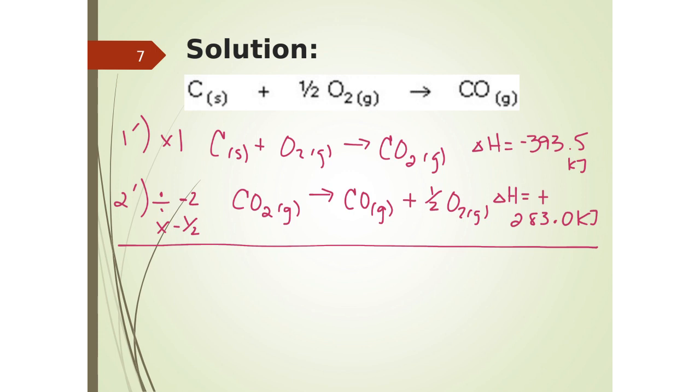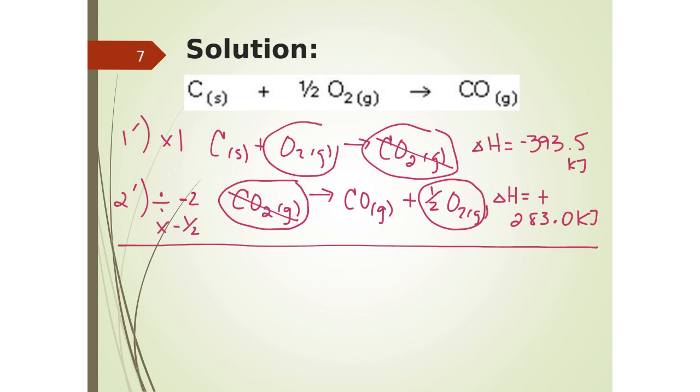Anything that we see on opposite sides can get canceled out. So notice right here, I've got CO2 on the product side, 1 mole of it, and then I have CO2 on the reactant side. Because they're on opposite sides and there's the same amount, they cancel right out. Over here, I have half of an oxygen on the product side, and over here I have 1 mole of oxygen on the reactant side. So they don't totally cancel out, but they do get subtracted off.